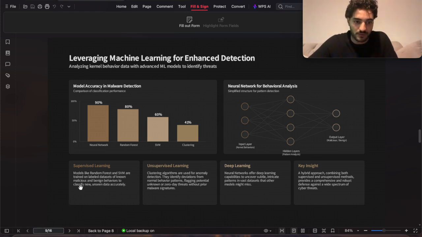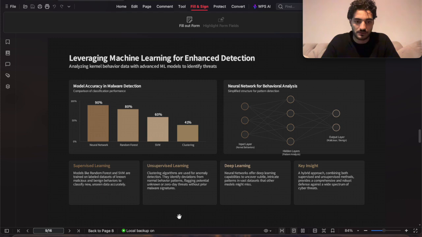We have supervised learning, unsupervised learning, deep learning, and key insights. So we're going to start with supervised learning. Models like random forest and the SVM are trained on labeled datasets of known malicious and benign behaviors to classify new unseen data accurately.